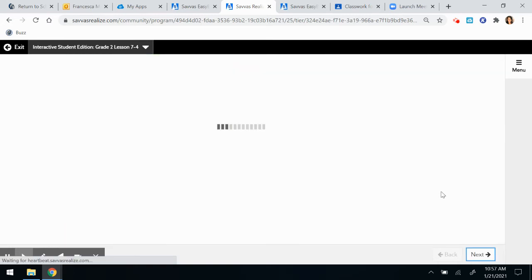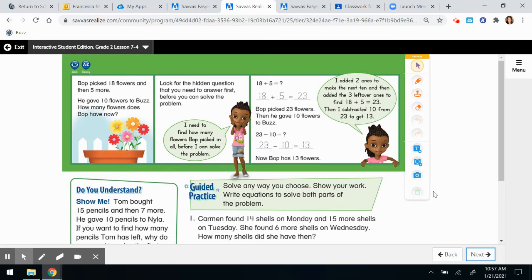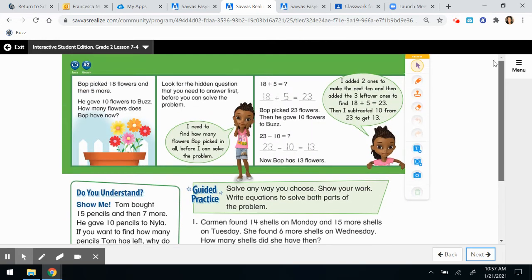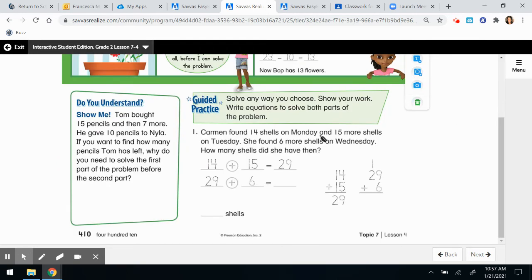Let's go to the next page. All right, solve any way you choose, show your work, write equations to solve both parts of the problem. Number 1, Carmen found 14 shells on Monday and 15 more shells. I want to just talk to you first about this word and. Whenever you see that word and, you're probably going to add.